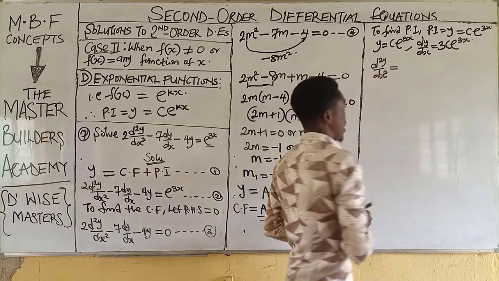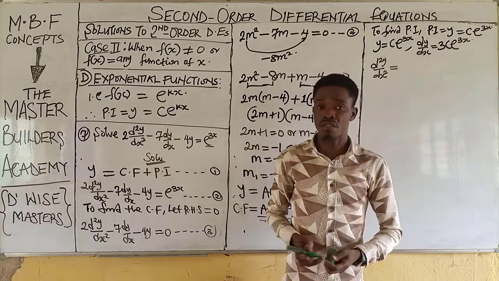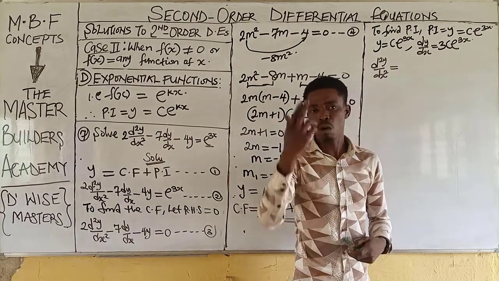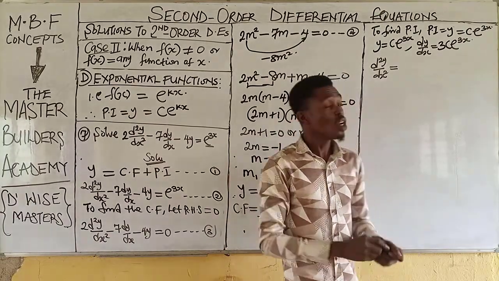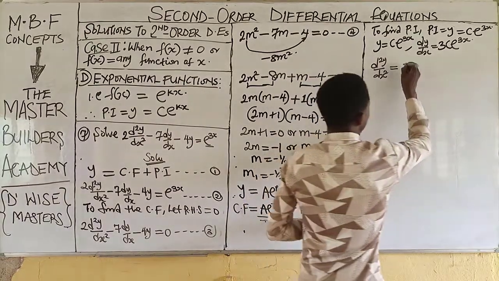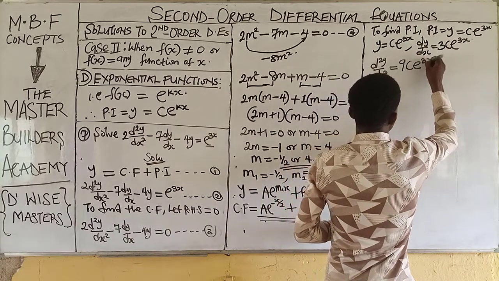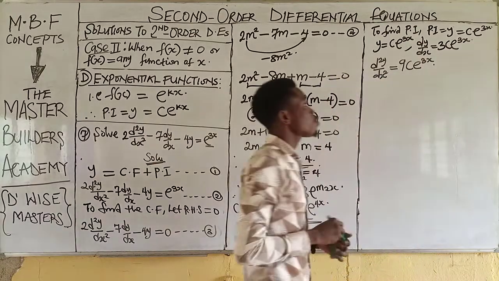And this is equivalent. So when we differentiate again, we are still going to differentiate the power of the exponent, which is 3x. And when we differentiate 3x, we have 3. So 3 multiplied by the existing 3 here, we will have this to be 9. And this will have given us 9c exponent 3x. This is what we have.